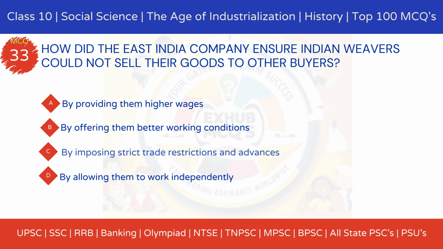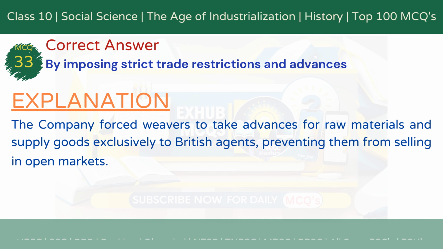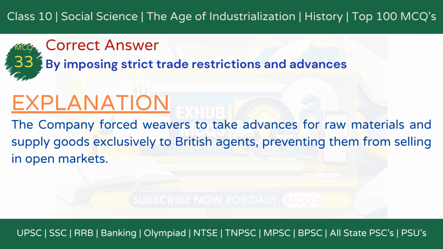Option A. By providing them higher wages. Option B. By offering them better working conditions. Option C. By imposing strict trade restrictions and advances. Option D. By allowing them to work independently. The correct answer is option C. By imposing strict trade restrictions and advances. Explanation: The company forced weavers to take advances for raw materials and supply goods exclusively to British agents, preventing them from selling in open markets.